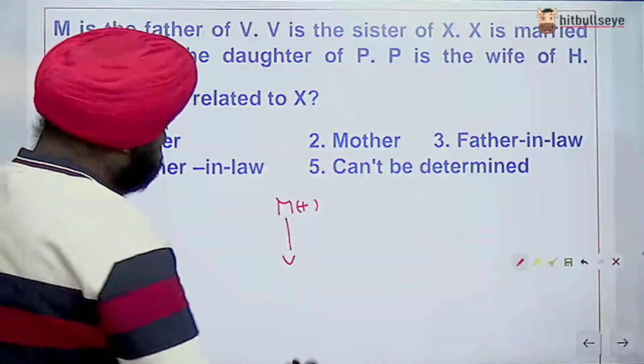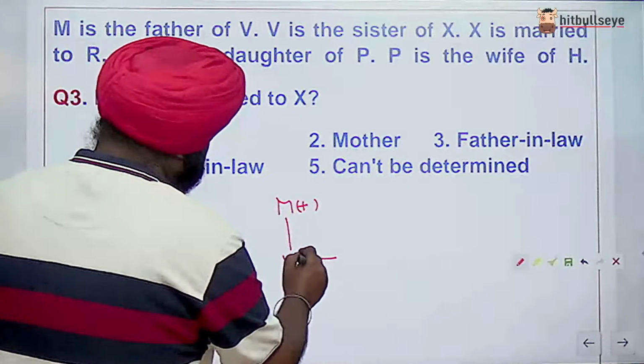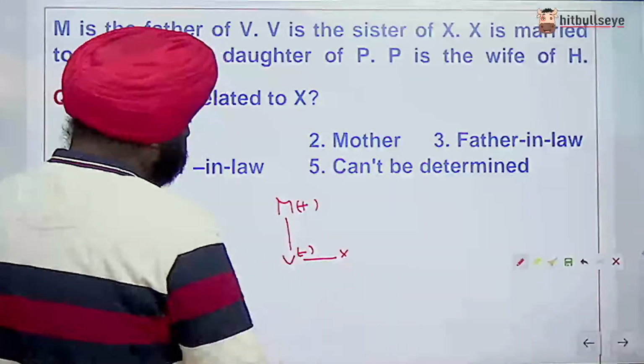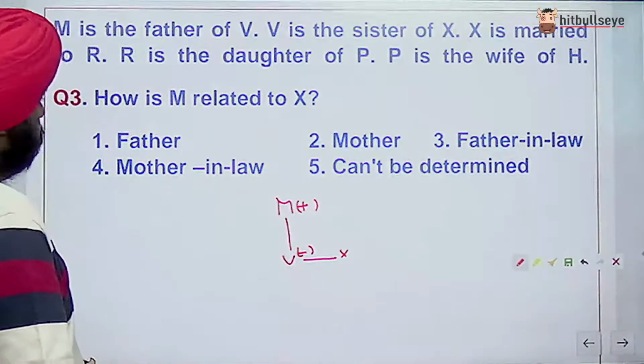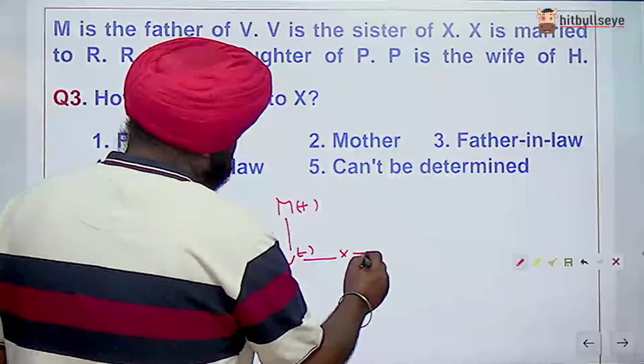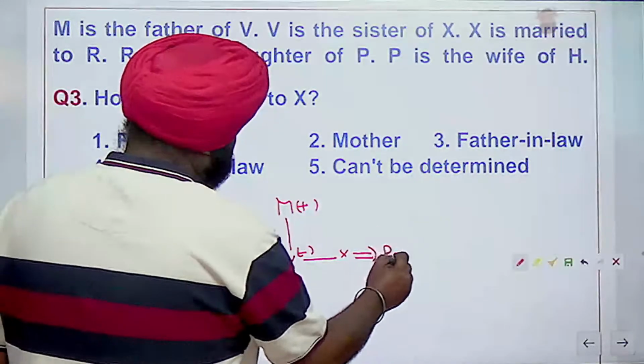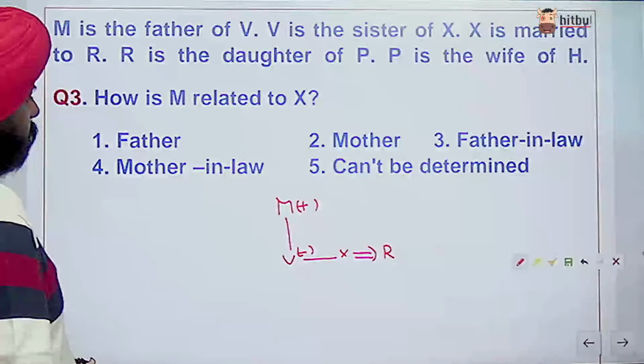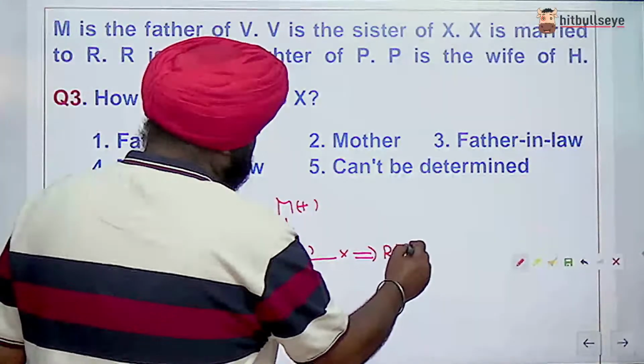V is the sister of X. V's gender is now female. Again I have drawn for the next question. X is married to R. X and R are siblings. R is the daughter of P, meaning R's gender is female.